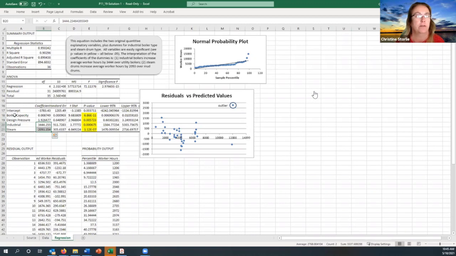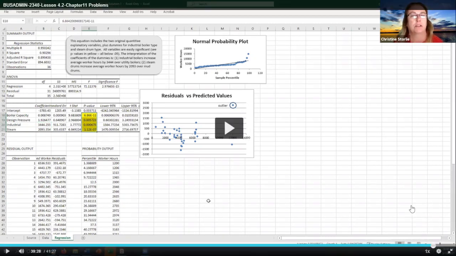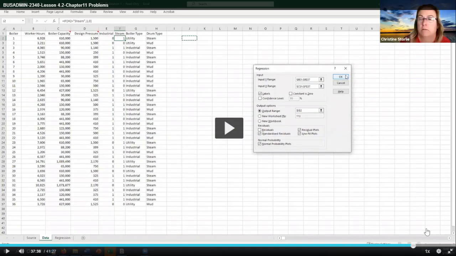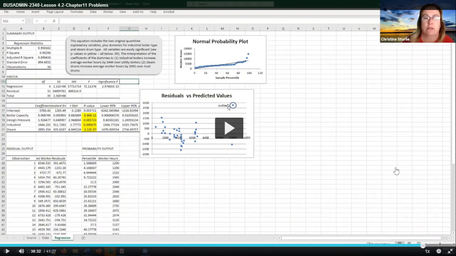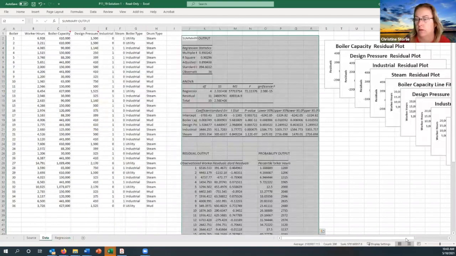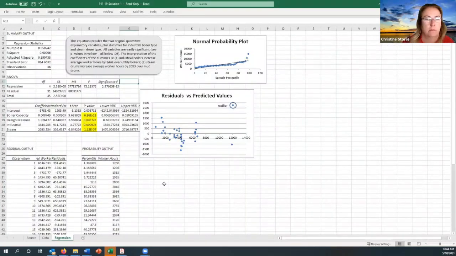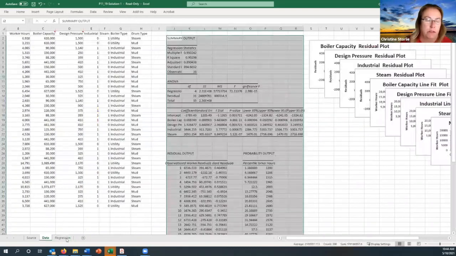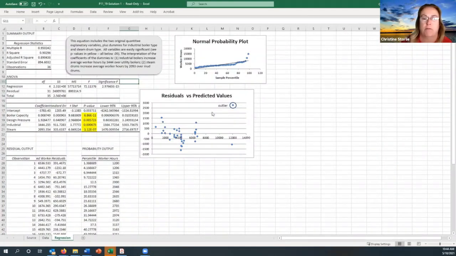For each unit of increase of boiler, the interpretation of the coefficient. Way out here that's an outlier. This outlier is above +3.